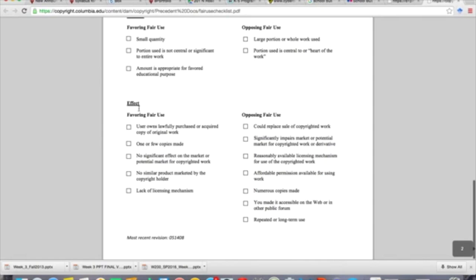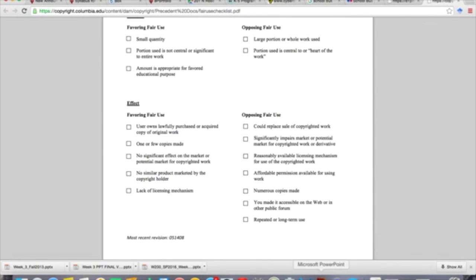And then finally, the effect. So if you're just making one or few copies, or if you make some copies this year to try out a book and then you decide to purchase it the following year, that's more likely to be fair use, as opposed to if you just make copies of it and use that over and over again.